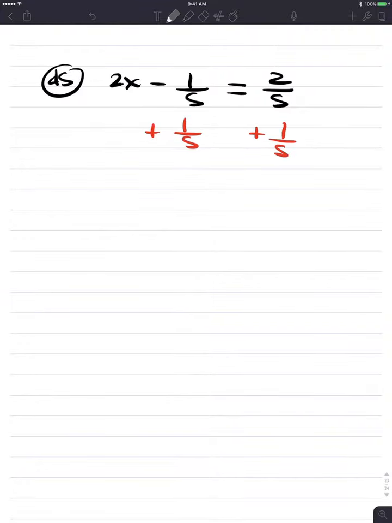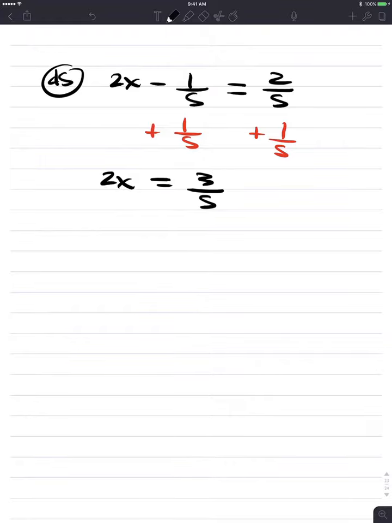Number 45. 2x minus 1/5 is 2/5. We're going to add 1/5 to both sides to undo the subtraction of 1/5. We have 2x equals 2/5 plus 1/5 gives us 3/5.